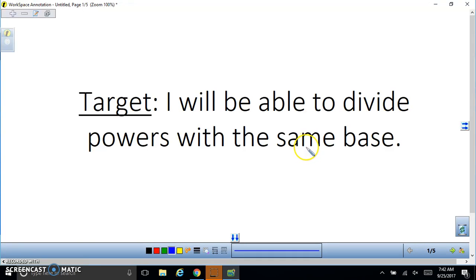Hey guys, we are going to be looking at dividing powers. Remember, that's the big number and the small number put together, power, that have the same base. So they have to have the same base and they have to say division. Okay, this is what we're looking at, this very special case here.